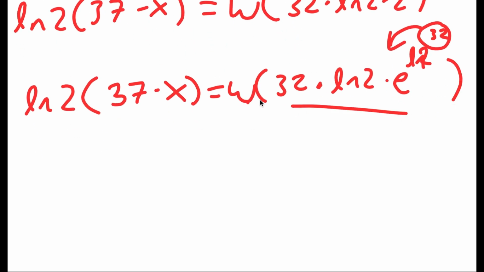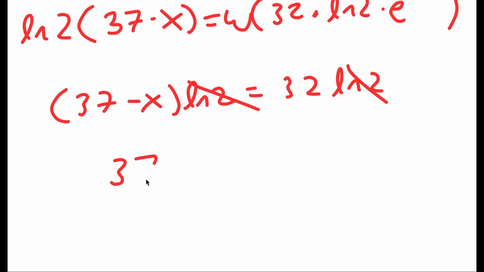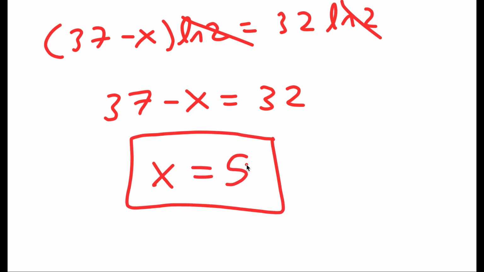So this is in the form a times e to the power of a, meaning this turns into 37 minus x times ln 2 is equal to 32 times ln 2. Now these two ln 2's cancel out, so I'm left with 37 minus x is equal to 32, meaning x is equal to 5. So this is my answer to this equation.